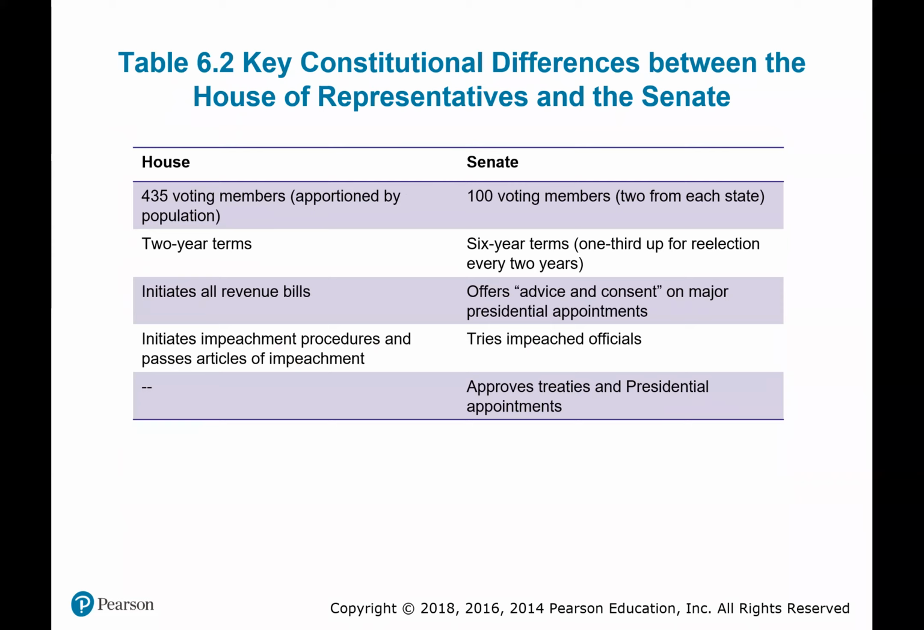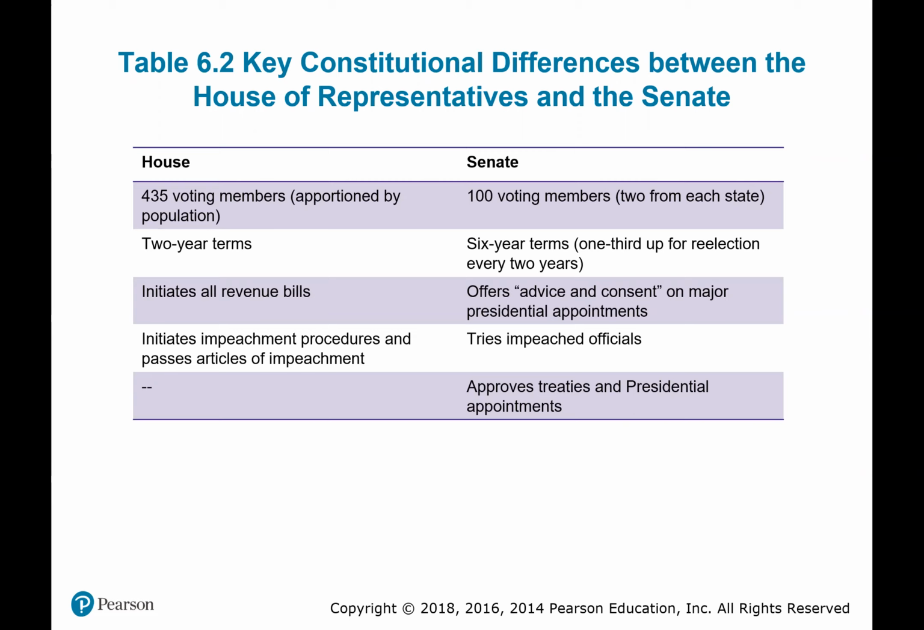So the key constitutional differences between the House of Representatives and the Senate. As we know, the House now has 435 members. That's apportioned by population. 100 voting members in the Senate, that's 2 from each state. You have 2-year terms versus 6-year terms. In the Senate, approximately 1/3 are up for re-election every 2 years. Obviously, it can't be exactly that because it doesn't divide by 3 evenly.